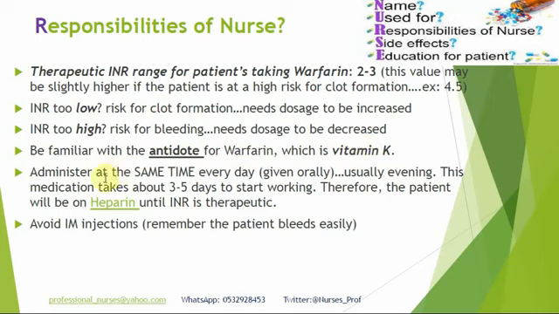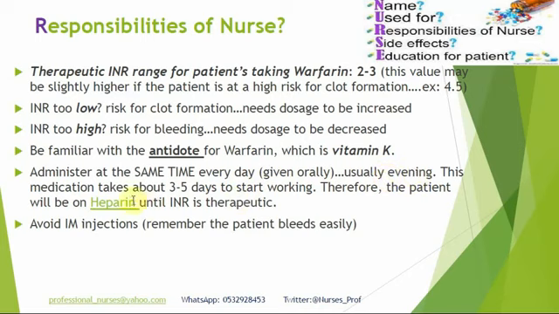Also, another responsibility for us as nurses is that we have to administer the medication every day. Usually it is given orally. We will not give it as intravenous or intramuscular. It always comes as a tablet. It's given orally only. Usually we give it in the evening.